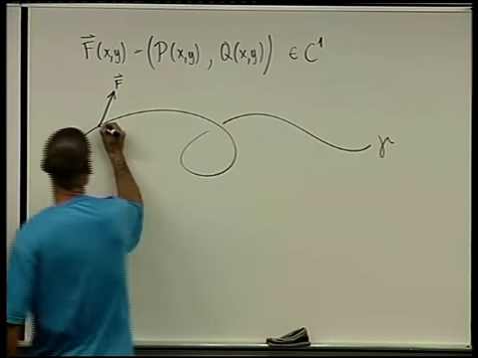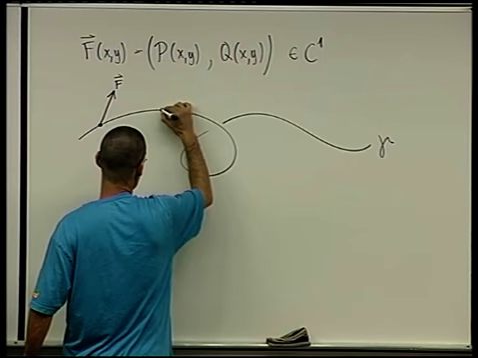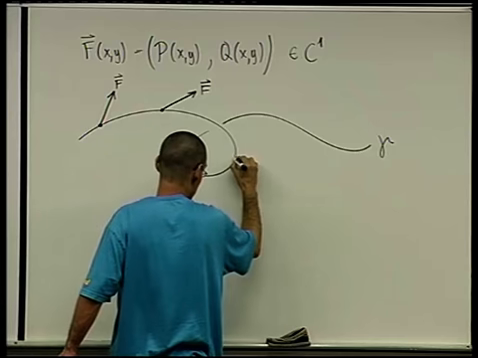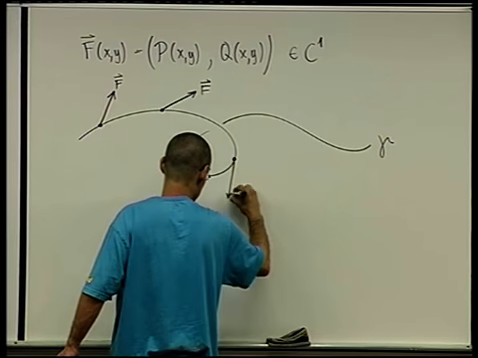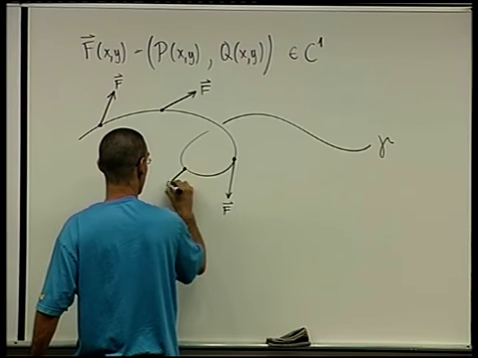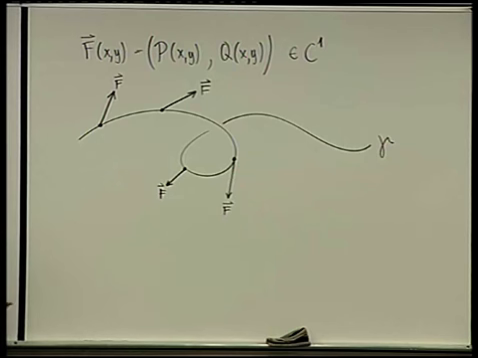So at every point along the curve, F gives you some arrow, right? That's the meaning of a field. At every point. Okay? Now suppose, for motivation, suppose that F is work. Okay? Sorry, F is a force.